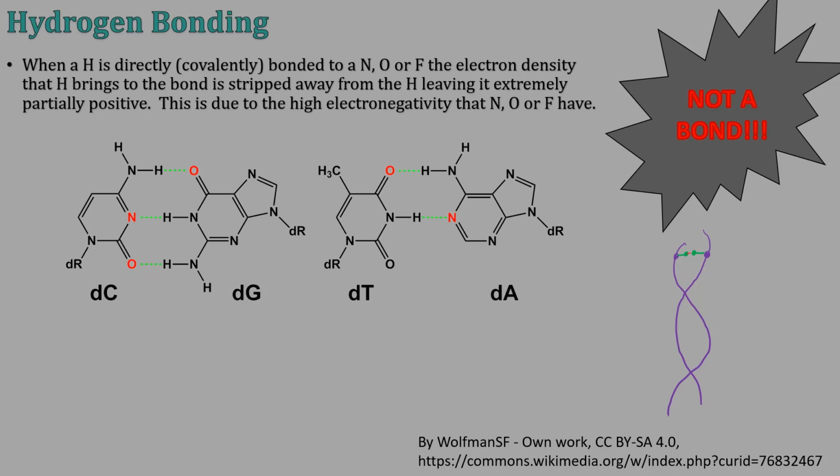So those hydrogen bonds are not real bonds, and we can look right here. So there's a nitrogen, right? And it says that the hydrogen has to be directly covalently bonded to nitrogen, oxygen, or fluorine. So that has to be electronegative enough to pull enough electron density away from hydrogen to cause it to be positively charged enough for hydrogen bonding to occur. This hydrogen is covalently bonded to nitrogen.